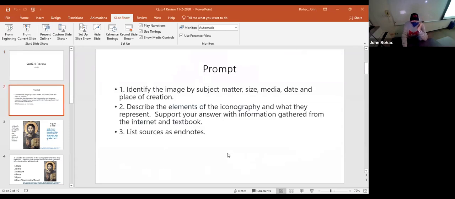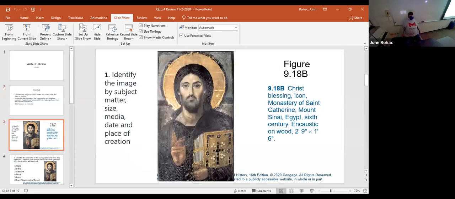This is the prompt that was on the assignment page. Number one, identify the image by subject matter, size, and date and place of creation. Describe the elements of the iconography and what they represent. Support your answer with information gathered from the internet and textbook. And number three, as usual, list your sources as endnotes.